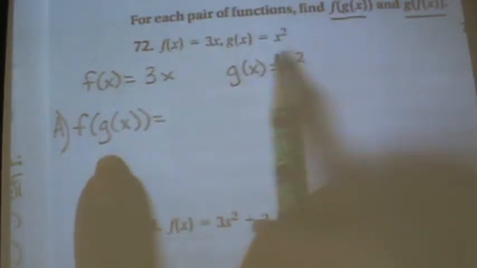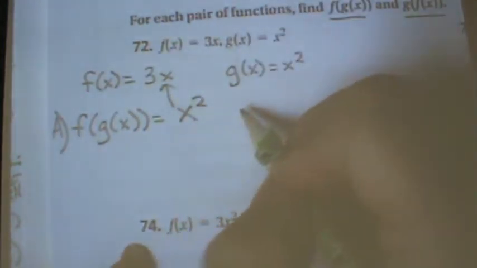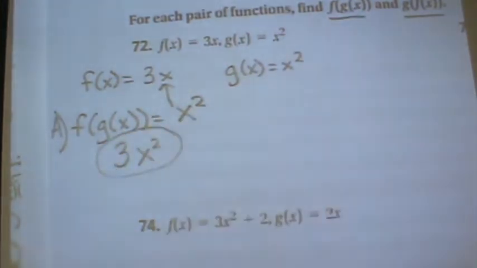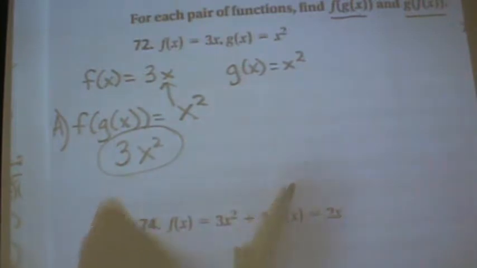What do you end up getting? x squared. And then you're gonna plug this into the f function. So it would be 3 times x squared. Yes. So 3 times x squared. That's your answer for that. For f of g of x, it's 3x squared.